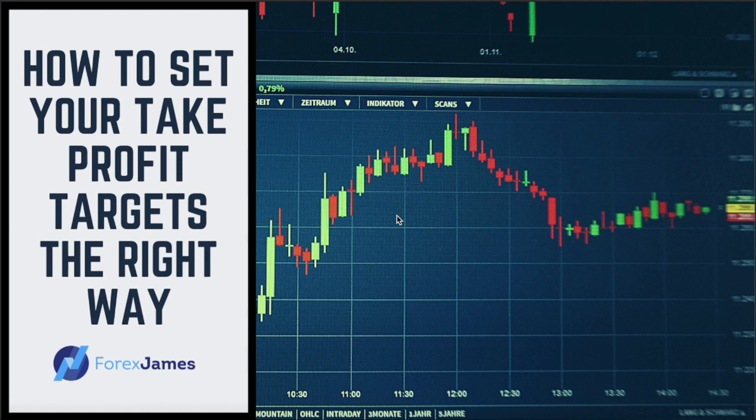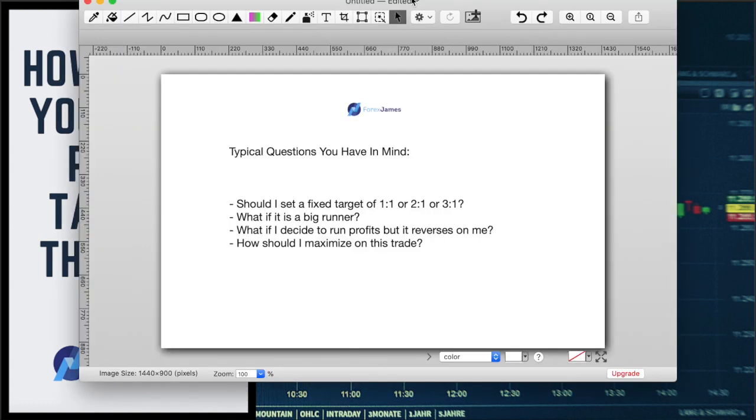But on the other hand, when we're talking about setting our take profit targets, there are so many factors to look at. These are some of the questions most traders have in mind. Should we be setting a fixed take profit target, be it a 1-to-1 or 2-to-1 or 3-to-1? What if it turns out that after we got out at our fixed profit targets, the trade even went further? How would you feel about leaving so much profit on the table and not being able to maximize on your trade?